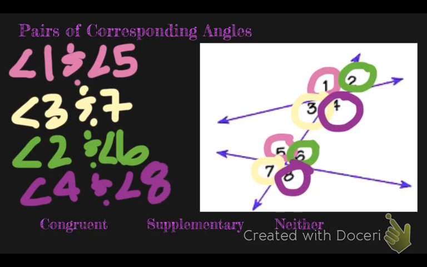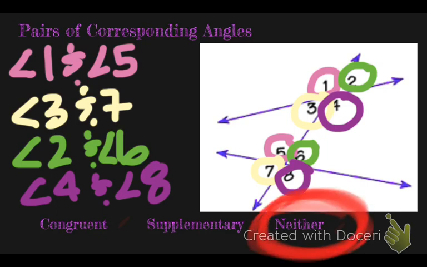Okay, now I have to answer this question. Are corresponding angles in this diagram congruent, supplementary, or neither? In this particular case, I cannot say they're congruent because the lines are not parallel. I can't say that they're supplementary. So these angles are going to be neither congruent nor supplementary. Go ahead and make sure you have that marked in your note guide.